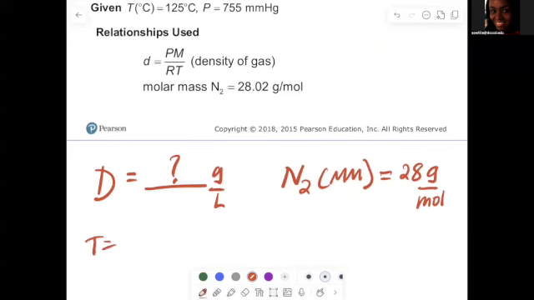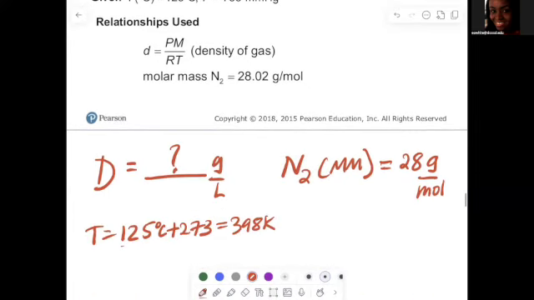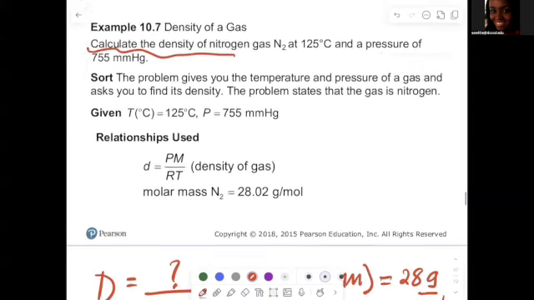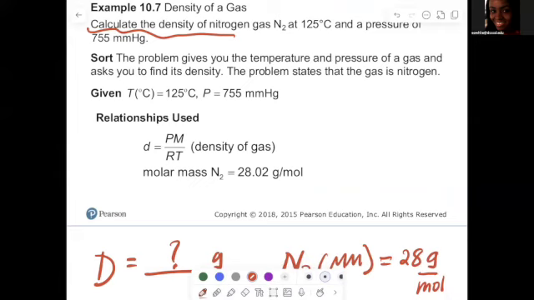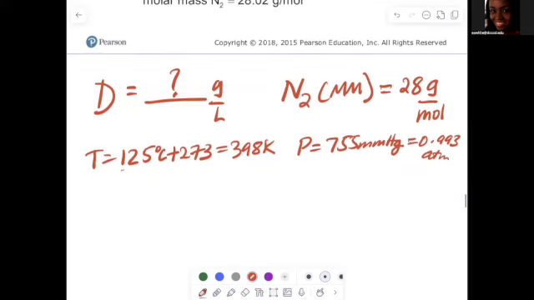Temperature is 125 degrees Celsius. Convert this to Kelvin, plus 273. That should be 398 Kelvin, right? Because it's 125. Okay. And the pressure of 755 millimeters of mercury. What is this going to be? It's 755, not 775, right? So we got 755 divided by 760. That gives us 0.993 atmospheres. Okay, so we need R.